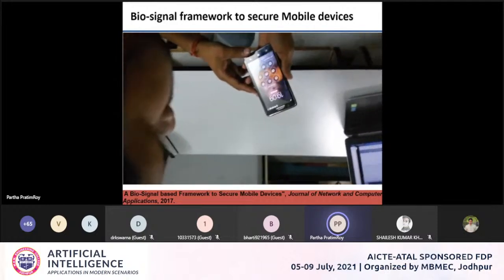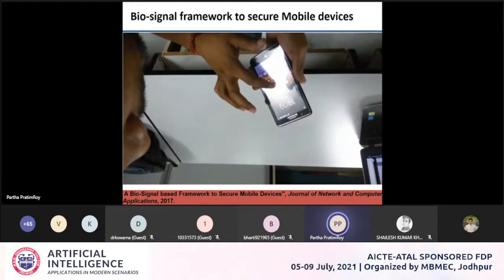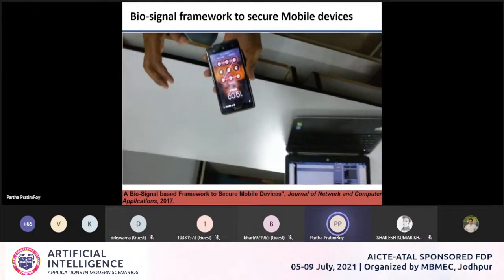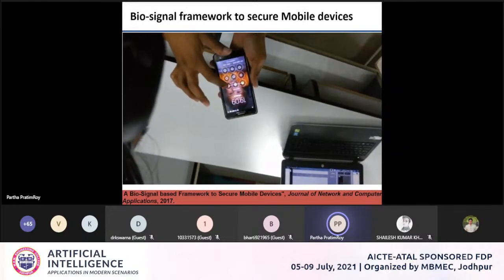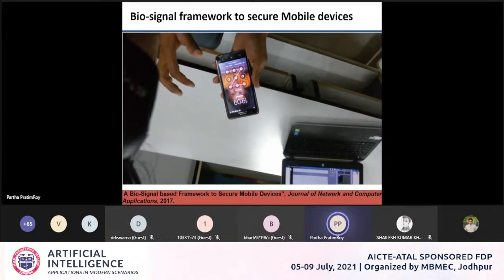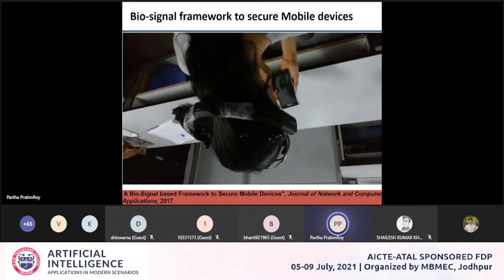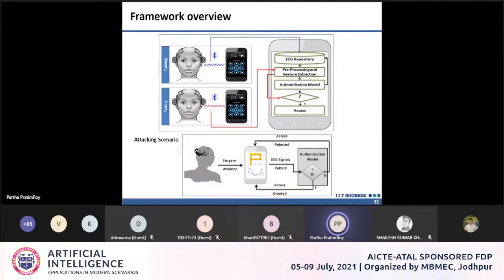So the other person, like a third person or friends, try to unlock with that Z pattern. Because during that pattern we record the EEG signal, the EEG signals will not match. So then you will not be able to access the mobile. Okay, so what we are doing is similar to biometrics.